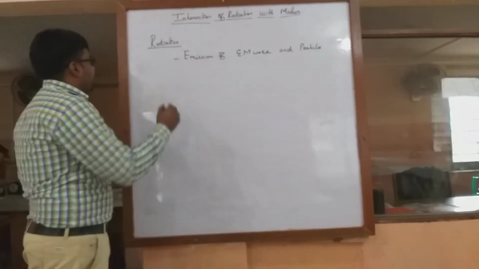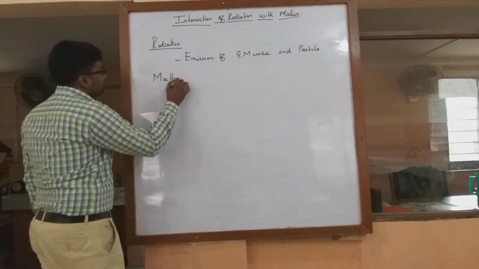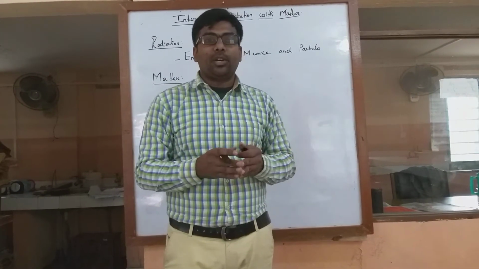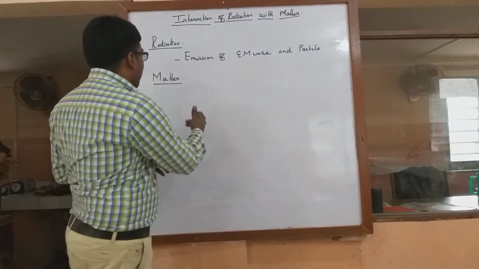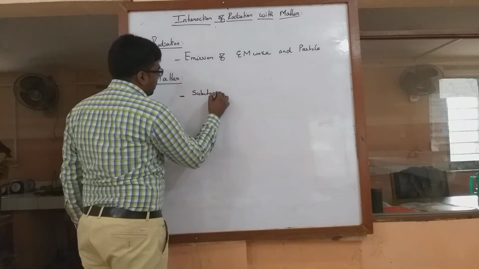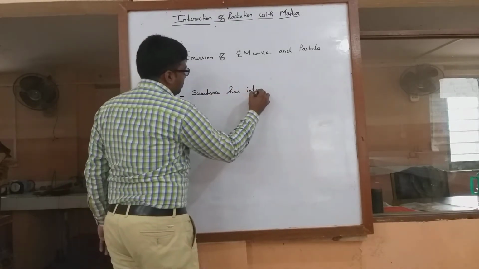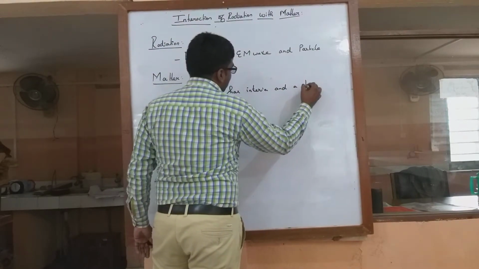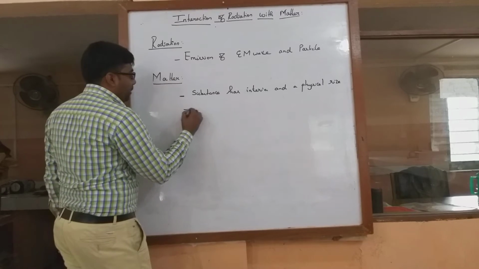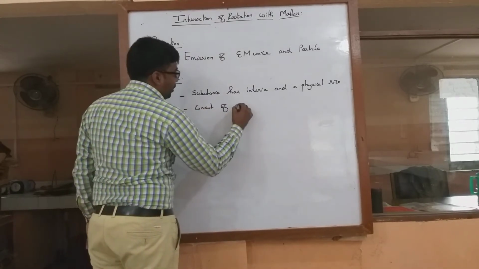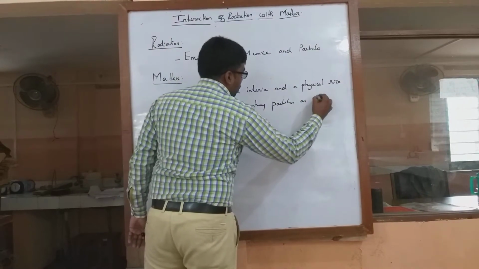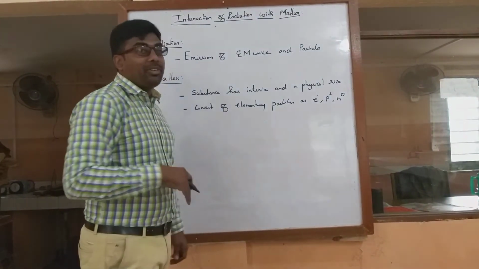The second one is matter. Matter is a collection of so many particles, or simply a group of particles or a group of system is called matter. In simple terms, we can define it as a substance that has inertia and a physical size. Something should have a physical size, that we mention as matter. At the same time, it consists of elementary particles such as electrons, protons and neutrons, and they should have a definite mass and a size.